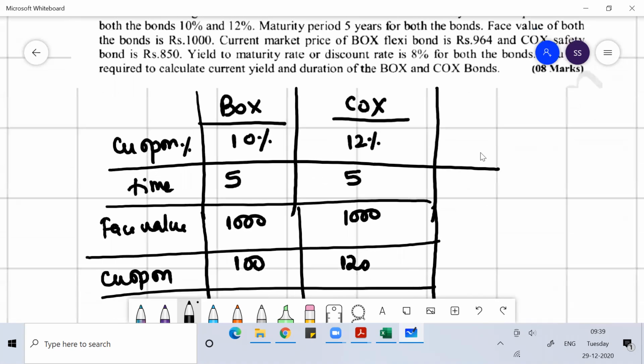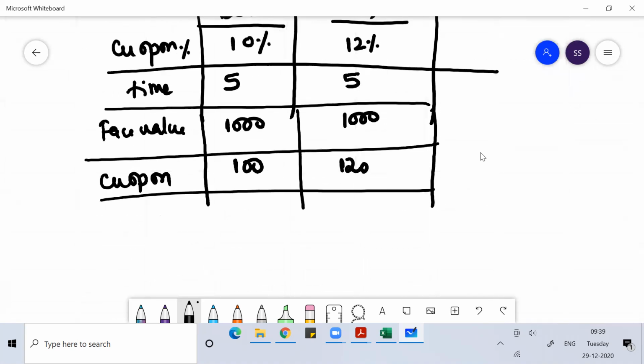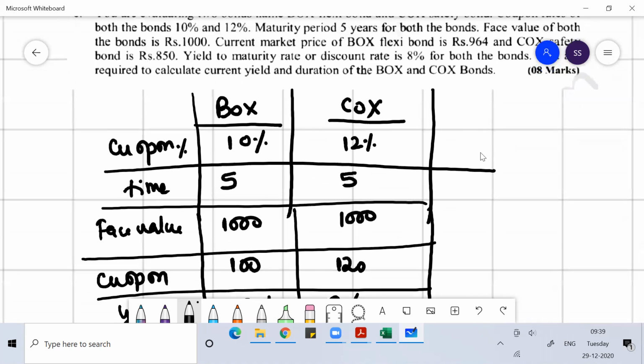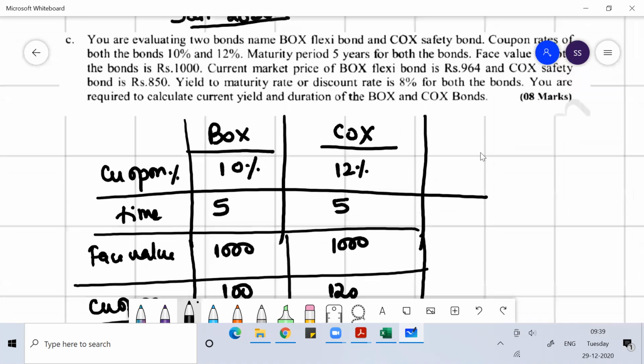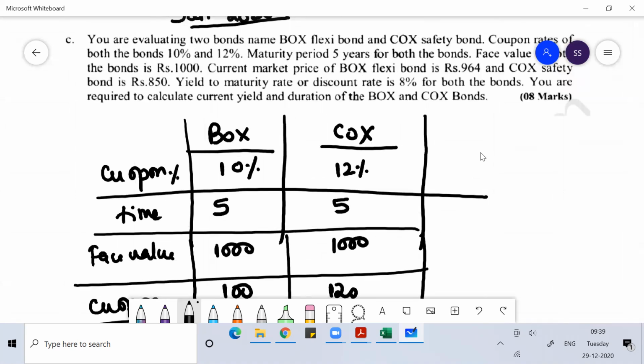Yield to maturity of both the bonds is 8%. So the minimum return that you get on your debt instrument, that we call yield to maturity. Now you have to determine the current yield and duration of both the bonds.